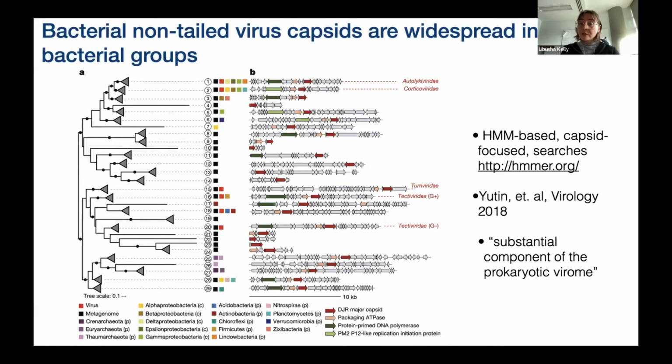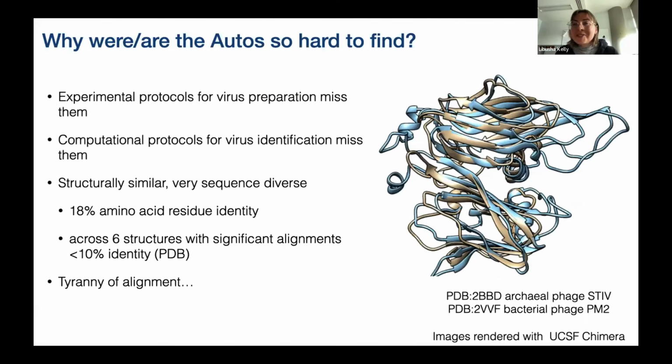Eugene Koonin and Uten and colleagues published a paper shortly after ours in which they agreed that these viruses are really a substantial component of the prokaryotic virome. So why are these things so hard to find? One of the things Catherine noted immediately is that experimental protocols for virus preparation miss them. But to compound the problem, computational protocols for virus identification also miss them.